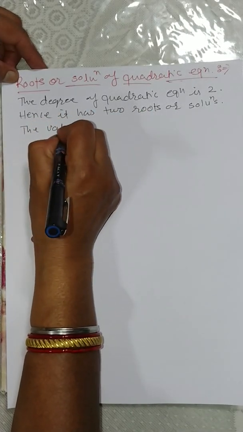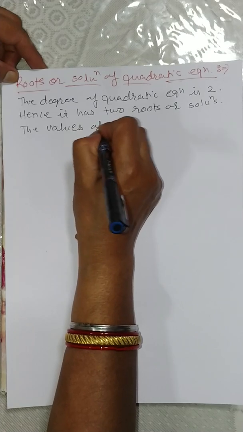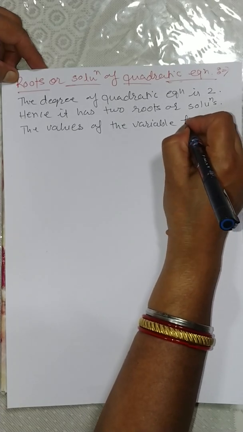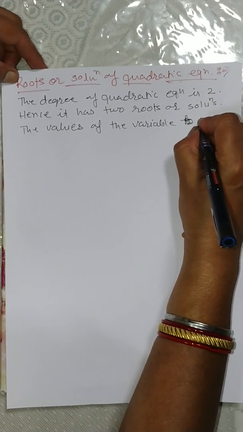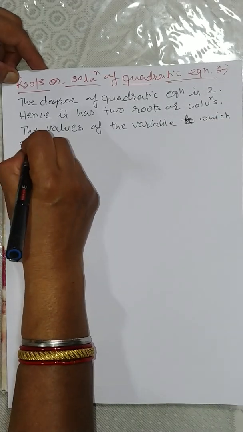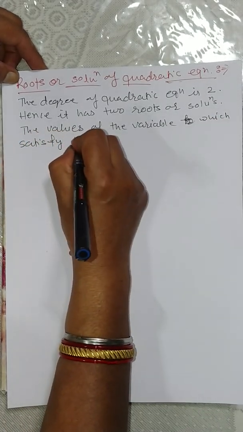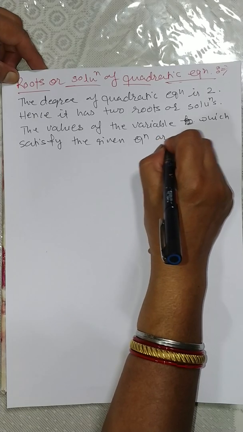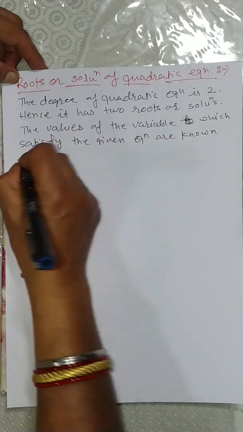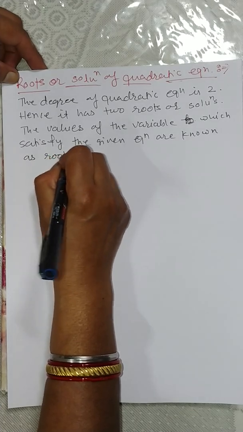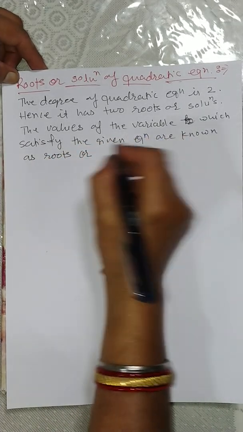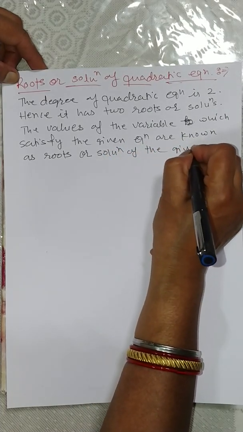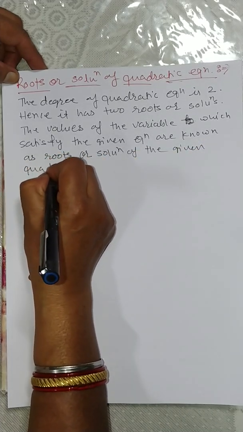Now the values of the variable which satisfy the given equation are known as roots or solutions of the given quadratic equation.